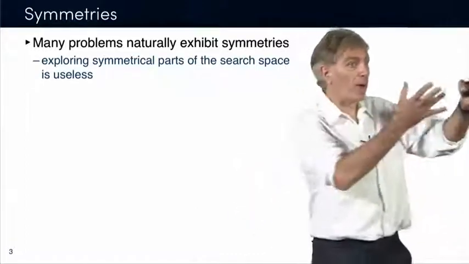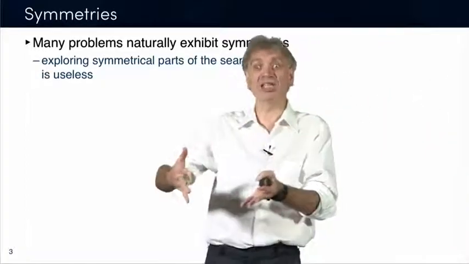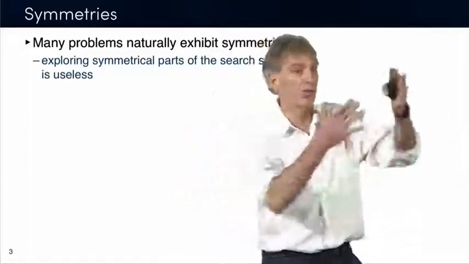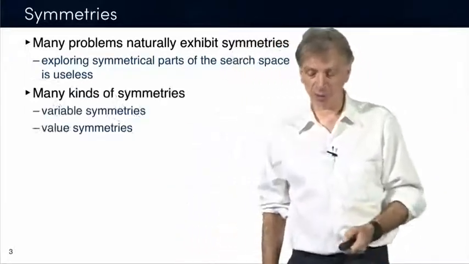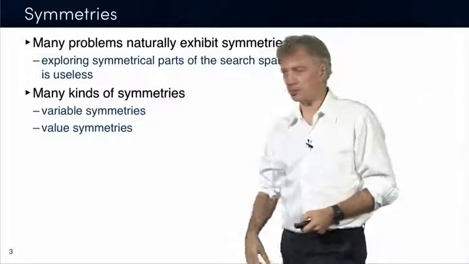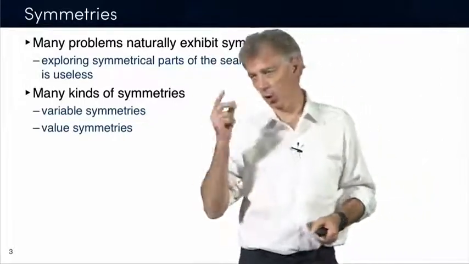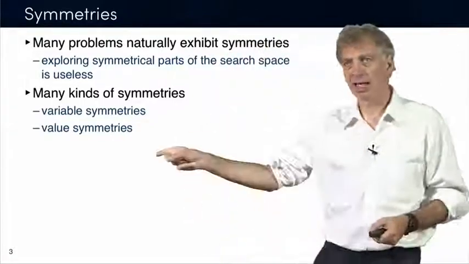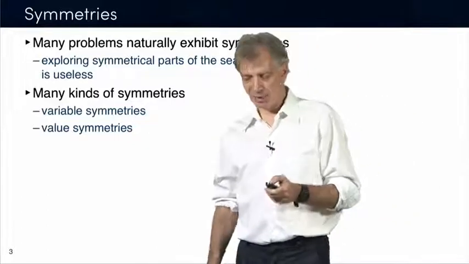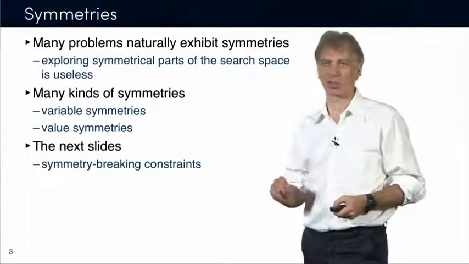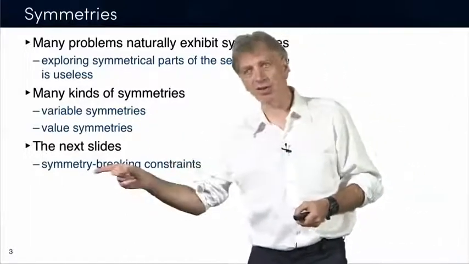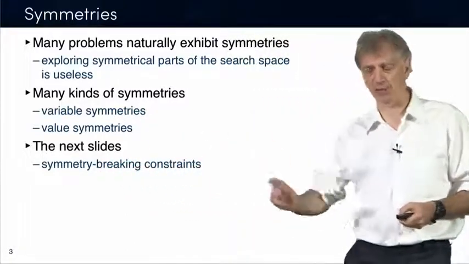If you have explored one part and then you explore the part which is really symmetrical to it, it's just a waste of time. If there was no solution to that part, there will be no solution to the symmetrical part. Okay? So there are many kinds of symmetries. In these lectures, I will basically only talk about two of them, variable symmetries and value symmetries. Okay? And the way we're going to break these symmetries in this lecture is using symmetry breaking constraints. There are other ways to do this, but this is the one thing that I want to focus on, one thing at a time. Okay?